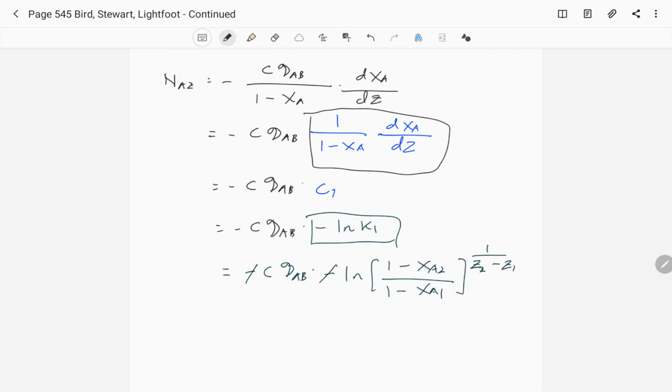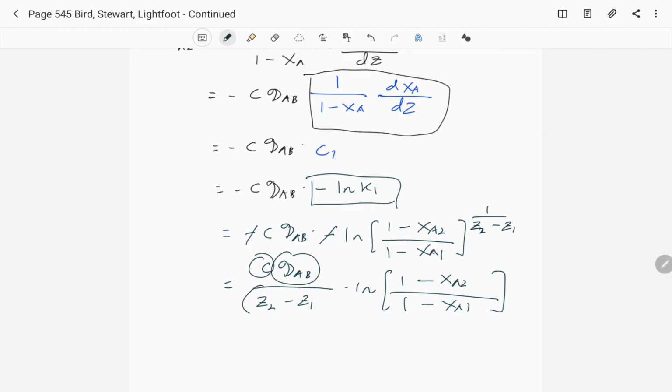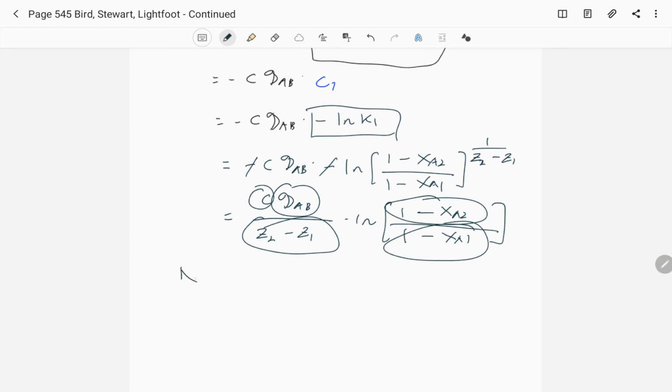This one can be crossed over. Then it will be equal to C DAB divided by Z2 minus Z1, times ln of (1 minus XA2) divided by (1 minus XA1). What you can see is that everything inside is a constant, so there is no variable z that exists in your NAZ. So this is the verification that NAZ is a constant. It's not a function of z.